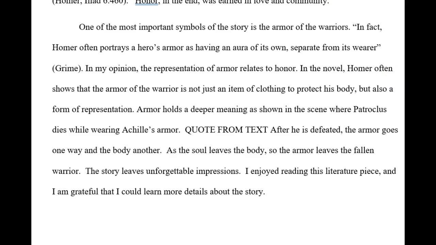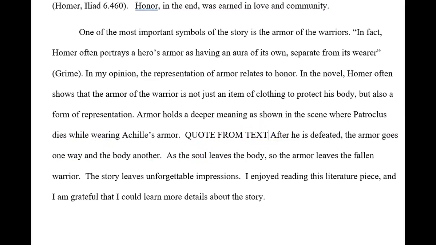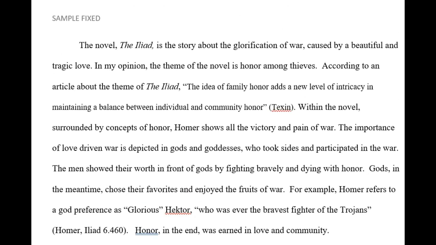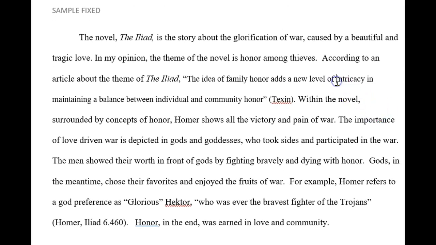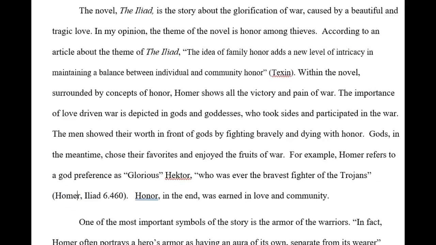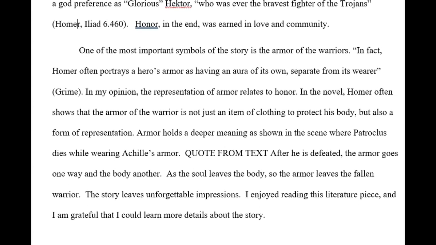In the novel, Homer often shows that the armor of the warrior is not just an item of clothing to protect his body, but also a form of representation. Armor holds a deeper meaning, as shown in the scene where Patroclus dies while wearing Achilles' armor. There, I will include the quote from the text, just exactly as we did in the second paragraph. We had a quote from the article, and we had a quote from the text. How will we get a quote from the text? We would have read it.